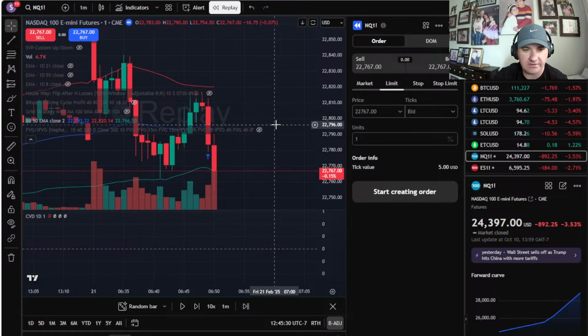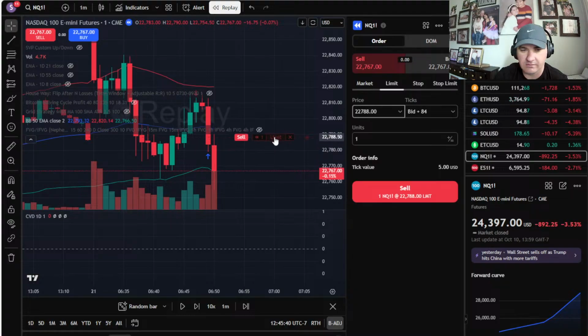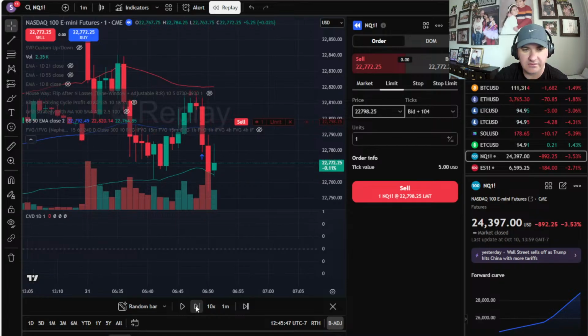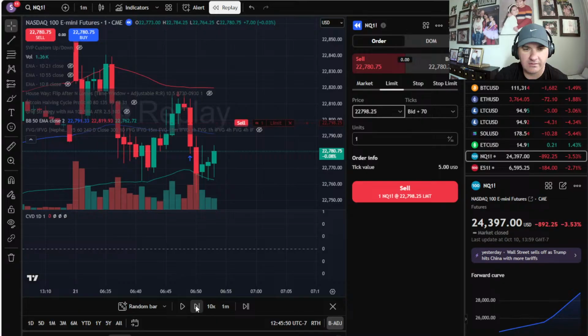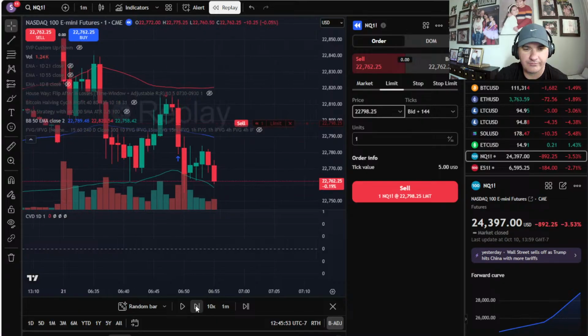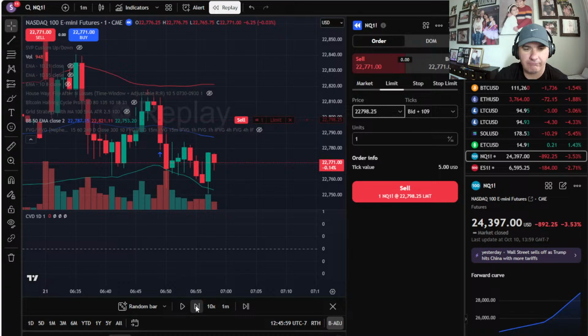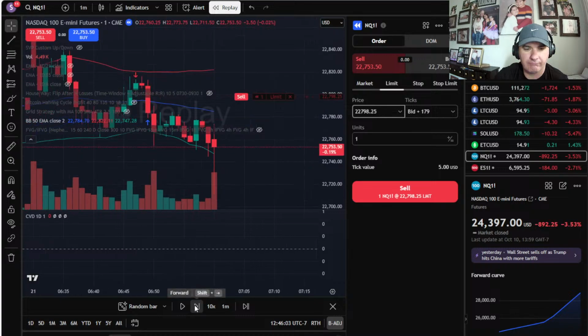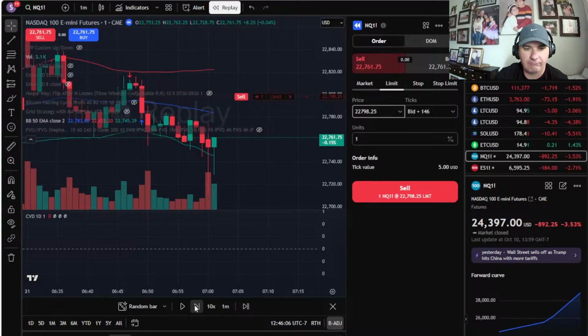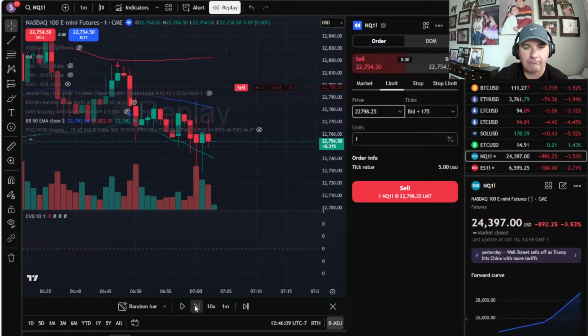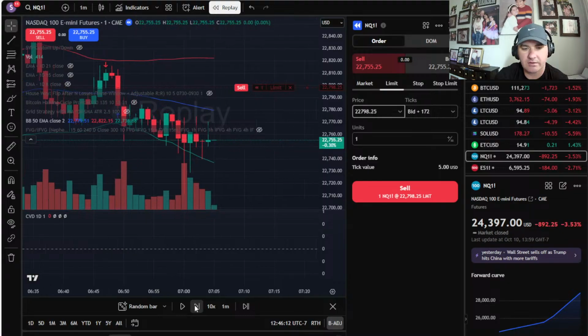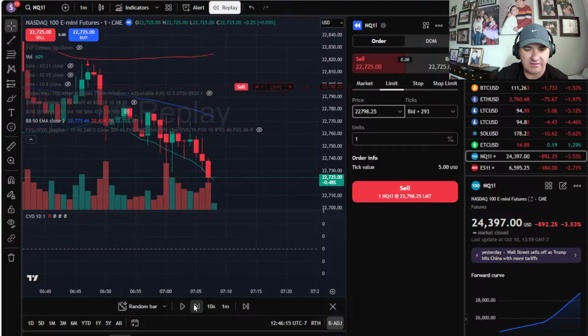So we would put our limit here now. Sell limit goes here, and then we play it forward to see if we get an entry. We only trade till about 7:30.